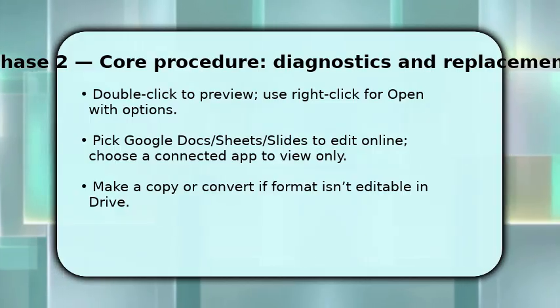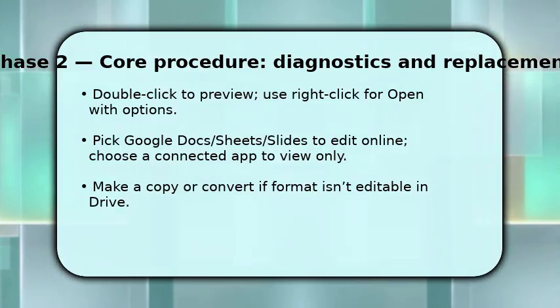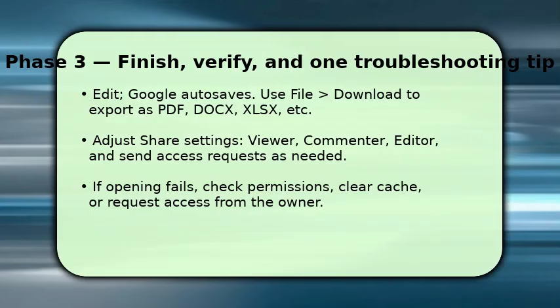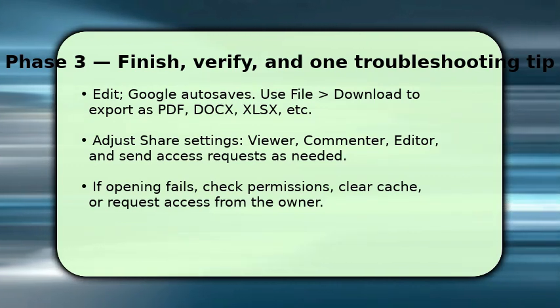This step prevents accidental overwrite, and when you finish editing, Google autosaves your changes continuously, so there's no manual save. When done, export via file download to get PDF, DocX, or XLSX formats for offline use.